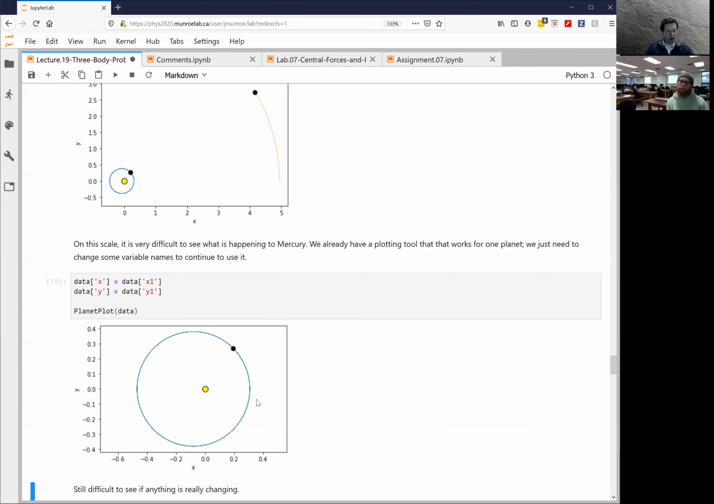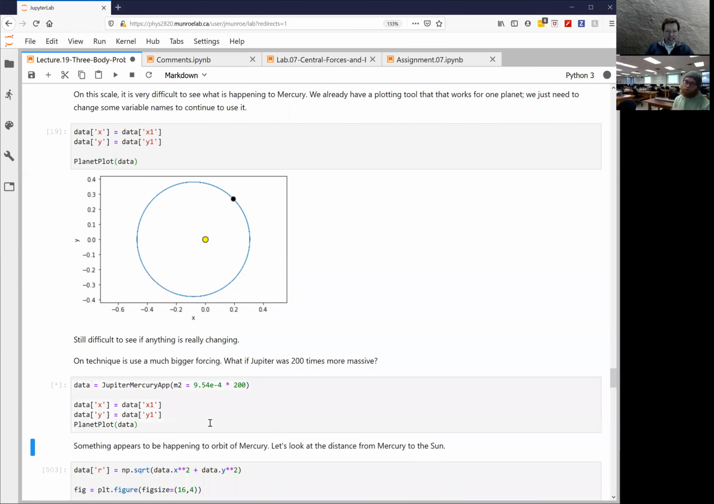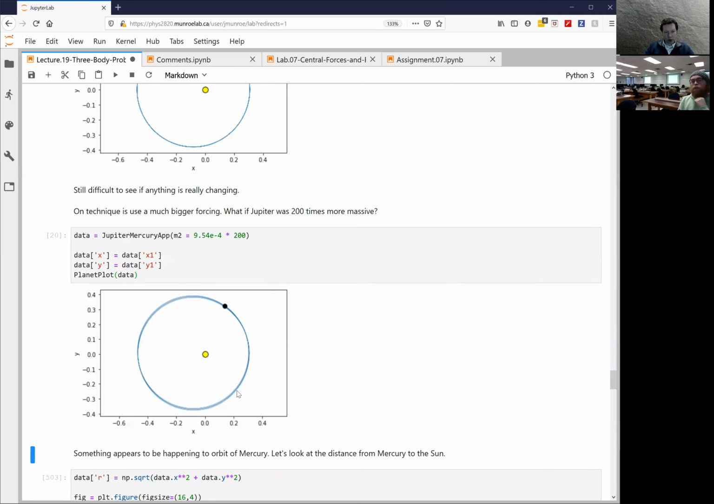One way to see the difference is to pretend, for the sake of argument, that Jupiter is actually a lot more massive than it really is. If we run this same application, but set the mass of Jupiter in solar masses not to be its original value, but to be 200 times bigger, a big Jupiter, then what you can see is, over the course of one calendar year, there's a bit of smearing in the orbit. This is the precession of Mercury.